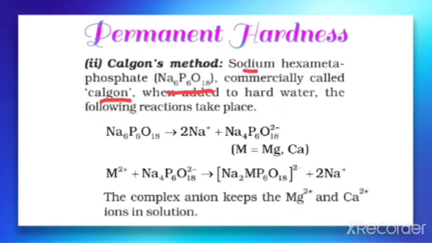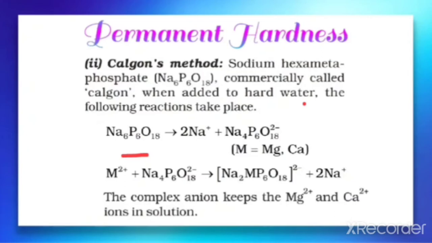Na6P6O18. What is it named? It is named sodium hexametaphosphate. This is commonly called Calgon, or commercially we can call it Calgon. So when Calgon is added to the hard water, the following reactions take place.